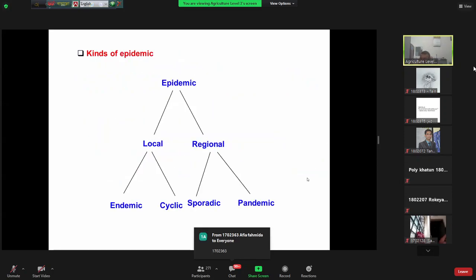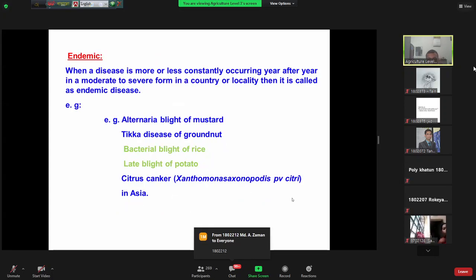So different types of epidemic, it's important. So important is what is epidemic, what is epidemiology. These two terms are very important, and you have to know or learn this. And kinds of epidemic, you see: local, regional. Local is of two types: endemic and cyclic. Regional: sporadic and pandemic. So it's very important.